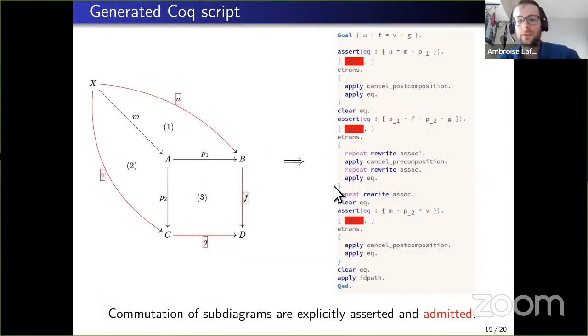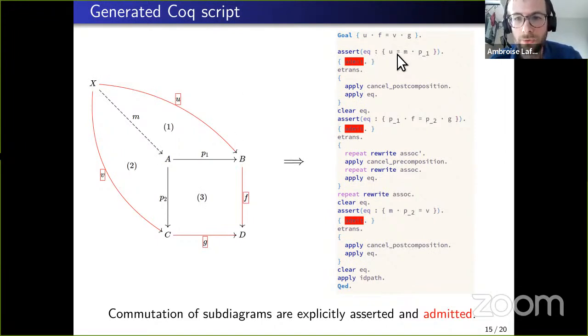Okay, so now this is an example of a proof script which is generated if you draw this diagram on the left. Here on this diagram you have, the same as before, an outer diagram with 3 subdiagrams. From the editor, you will get a proof script which will prove the commutation of the outer diagram. So this is the goal here, that UF equals VJ. And if you look at the proof script, there are 3 asserts, 3 equations which are asserted and then admitted, and these are the 3 subdiagrams.